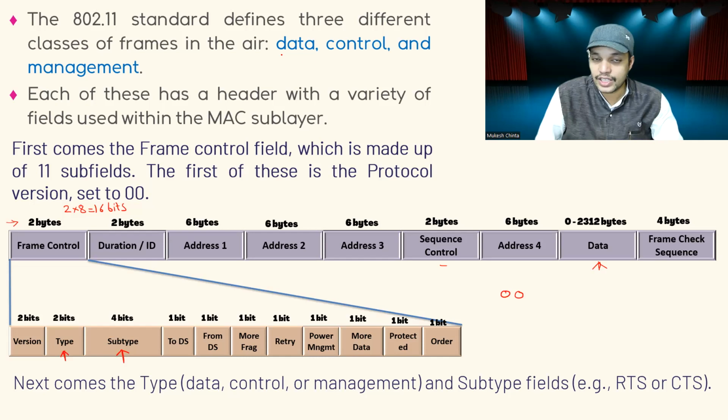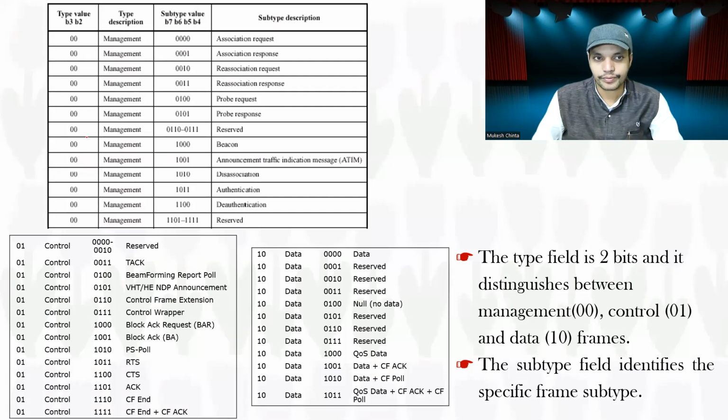Now, if you remember, I just told you that we have 3 different types of frames. The first type is data frame, the second type is control frame, and the third type is management frame. I'll show you the different combinations of type and subtype fields where a receiver will be able to identify what type of frame this is. Okay, now this is what you can see. If the type is 00, it is a management frame. And which type of management frame it is, is defined by the next 4 bits.